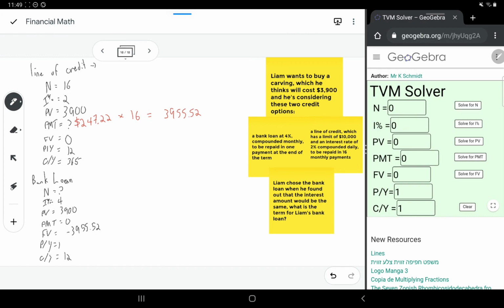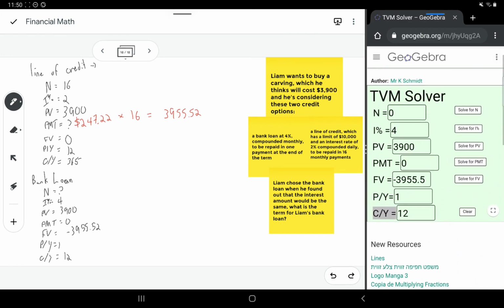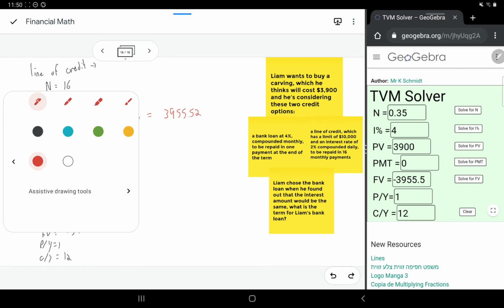Okay, so let's just move that information over to the right here. So all we have to do is hit that solve for n button, and we get 0.35. Right, so all we've done is we've said it's got 4% interest. We are borrowing 3,900. At the end, we are going to have to give back 3,955. And the payments per year is 1 just as a default. Compounds per year is 12 because it's monthly, and that gives us our n equals 0.35.